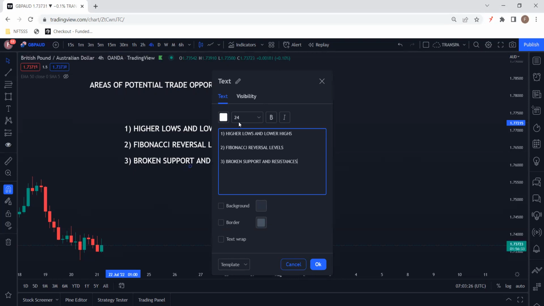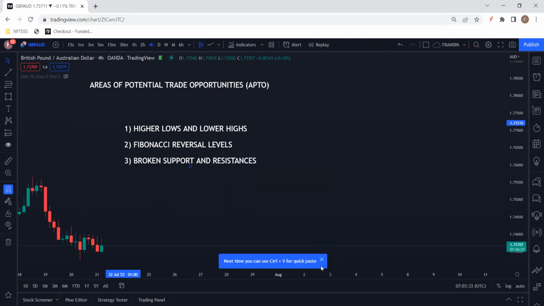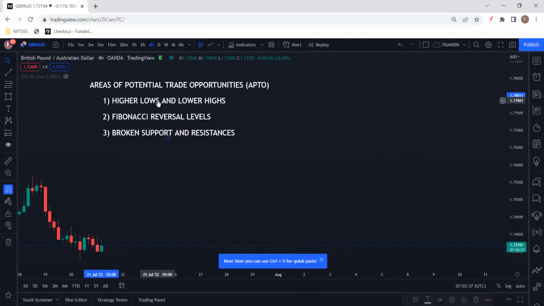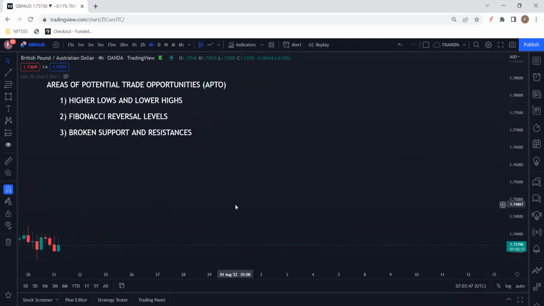So three scenarios that I will use to explain how to identify areas of potential trade opportunities. And these are higher lows and lower highs, Fibonacci reversal levels, and broken support and resistances. We'll quickly talk on higher lows and lower highs.